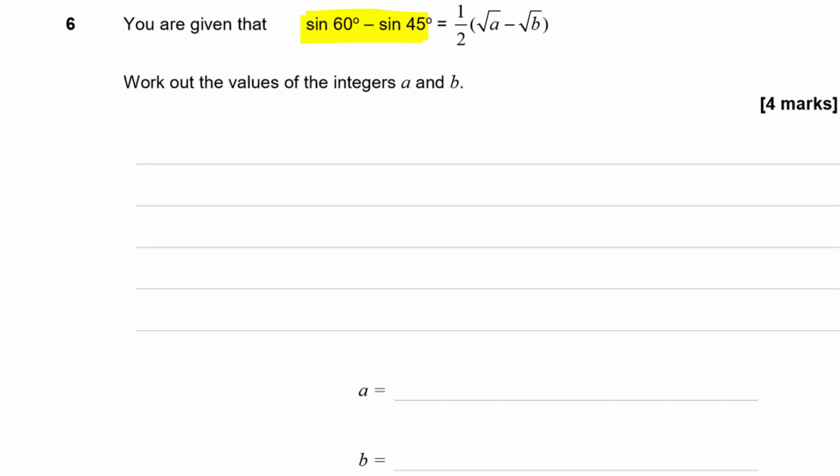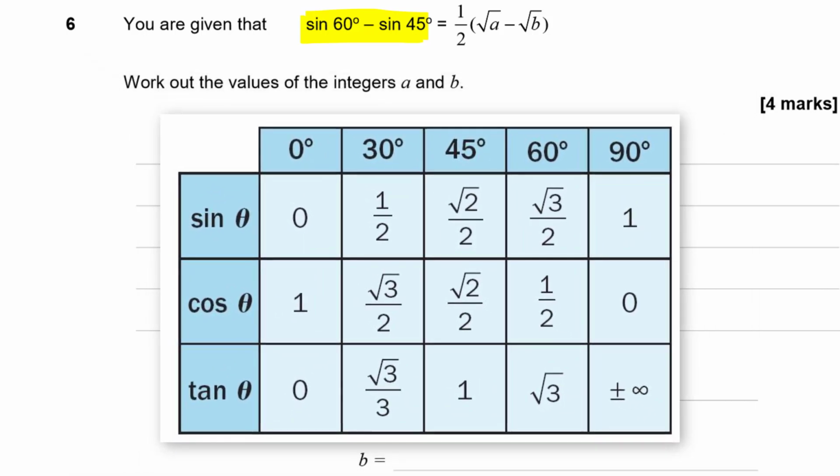We need to start with one side of the equation, sine 60 minus sine 45, and make it look like the other side. Now I mentioned earlier that you need to know the exact values of certain sines, cosines and tangents. You need to know the sine, cosine and tangent of 0, 30, 45, 60 and 90. Now that's all these values in this table. So one strategy is just to memorize the table. If you've got a good memory, then perhaps that's the easiest and most straightforward way of doing it.